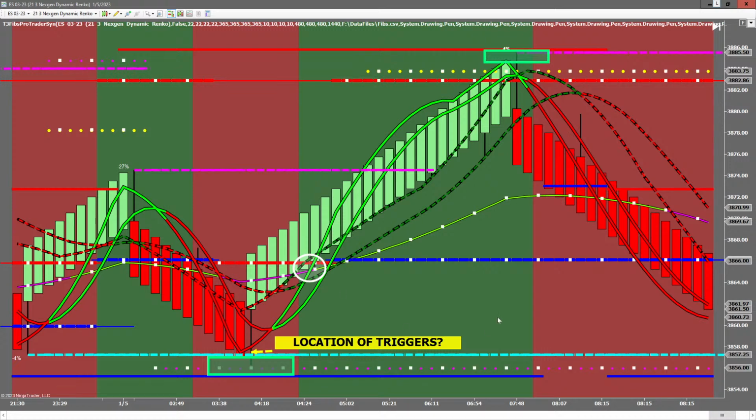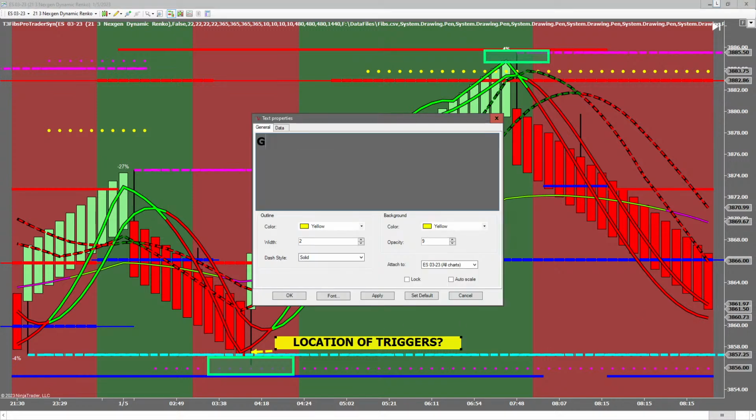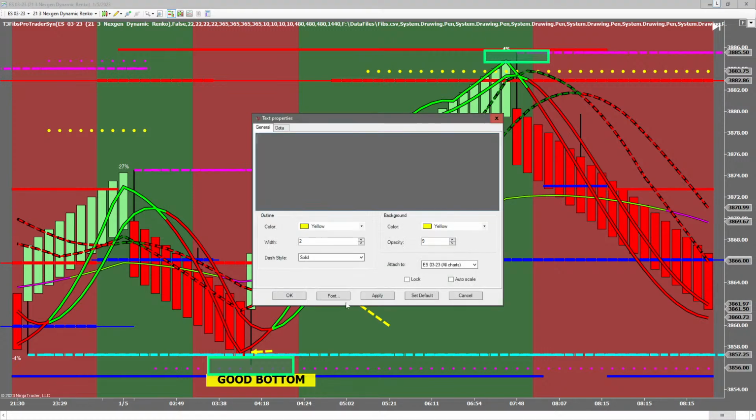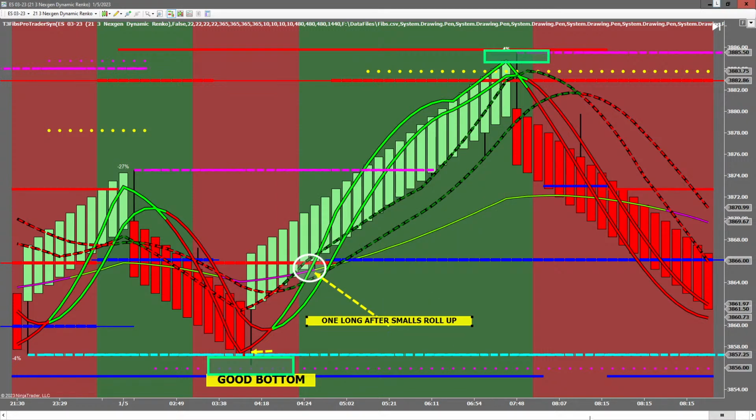Here, watch. If you just wait for a good top or a good bottom, we'll label this a good bottom, and then we'll say one long trade after the triggers roll up. Is that good enough? Everybody okay with that?